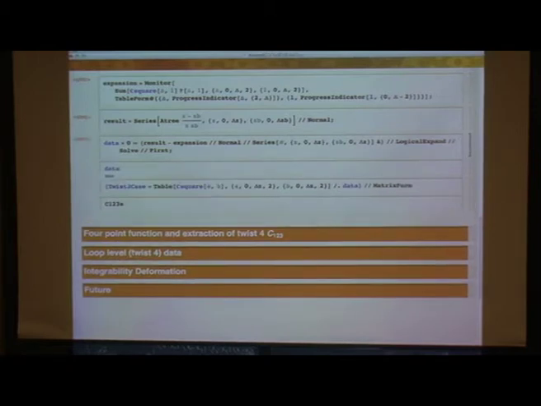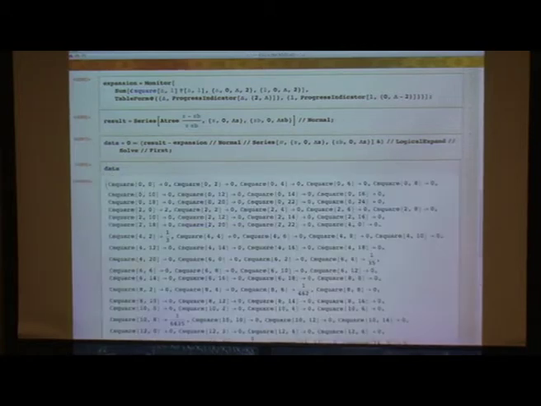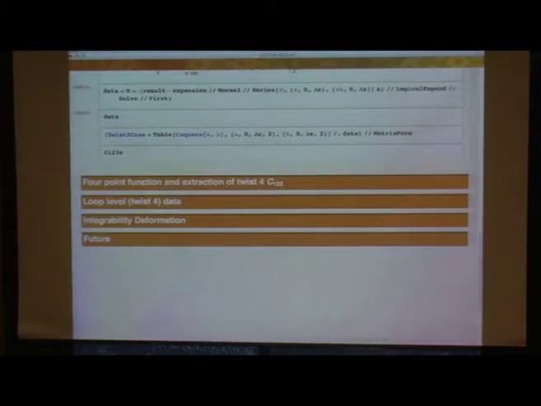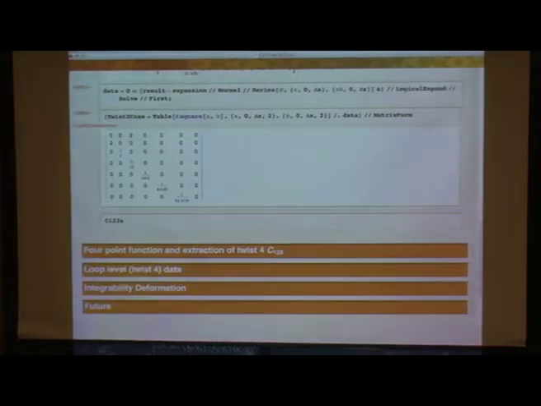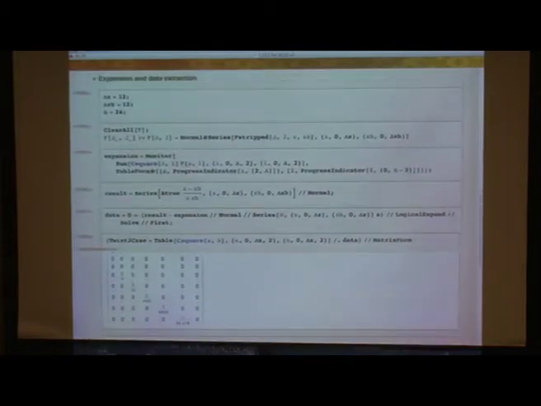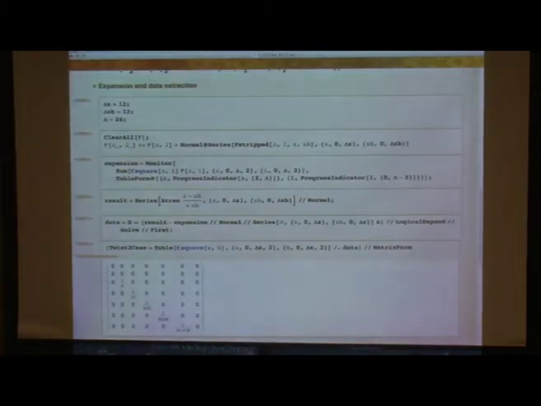So if you run this, the data is a list of replacements that tells what the coefficients of the conformal blocks are. And we can make a table to see what they are. Here is what it is. The row is the dimension, and the column is the spin. And what we see here is, okay, this column is just 0.